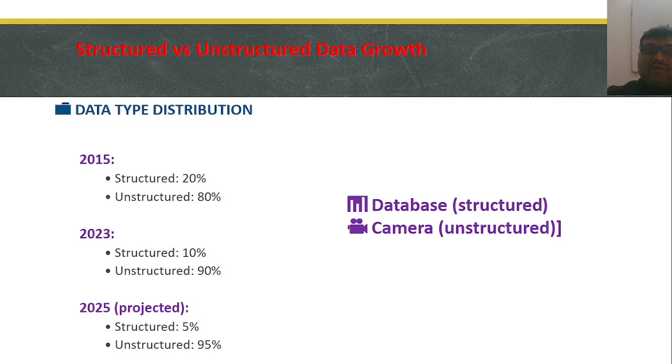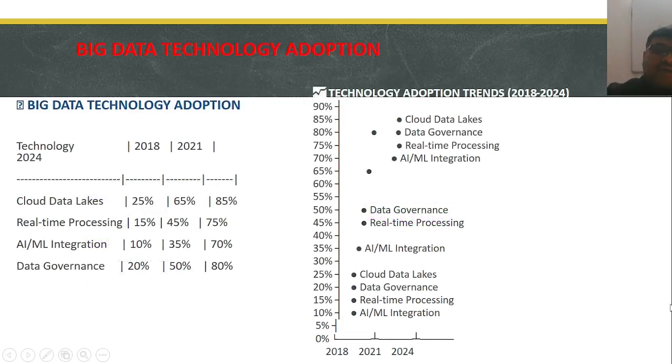If you see 2015, structured data is 20% and unstructured is 80%. Now slowly, if you project it to 2025, structured is approximately 5% of the data we are using and unstructured is 95% of the data we are going to use. So here is big data. Due to these challenges, we require big data technology adoption. All these are the technologies in 2024. You can see cloud data lakes, data governance, real-time processing, AI, ML, all this requires big data.